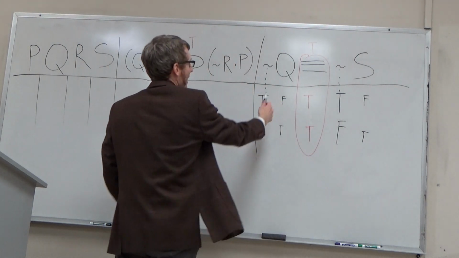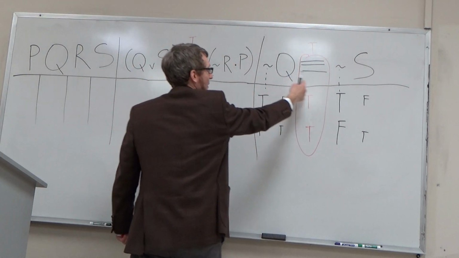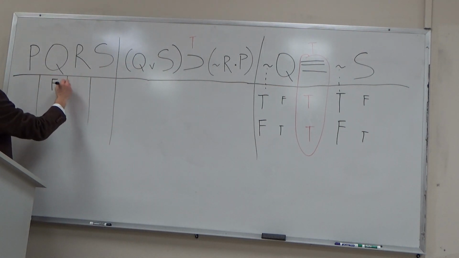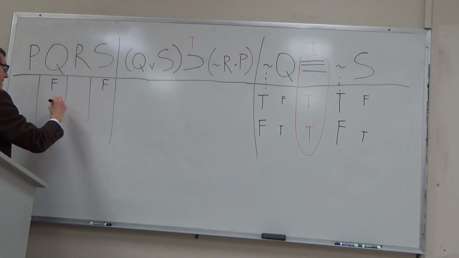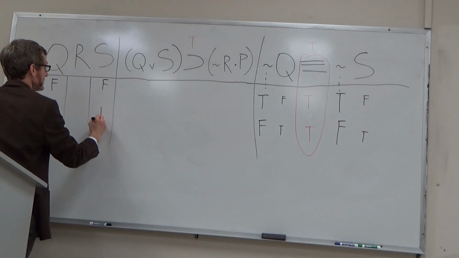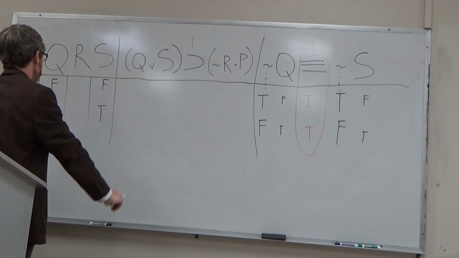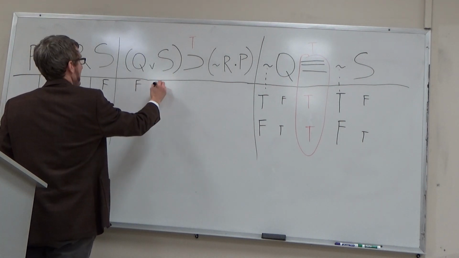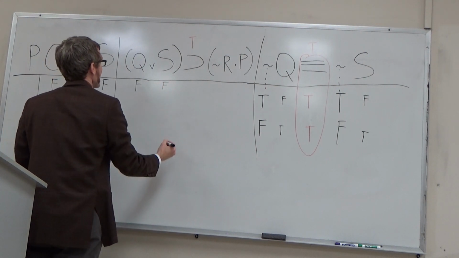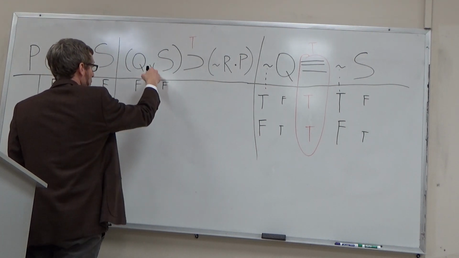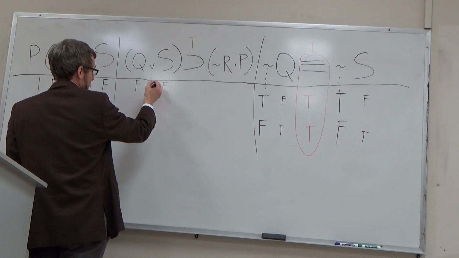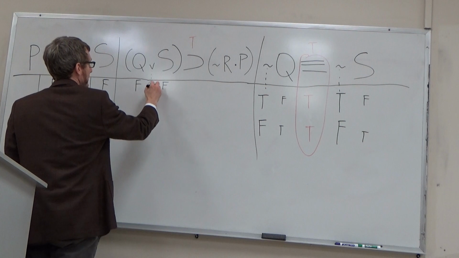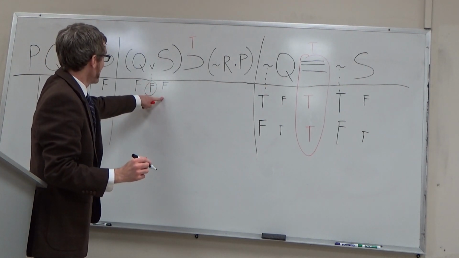Okay, so let's start with the top line first. So Q is false and S is false. I'm going to plug this in over here. And then on the next line down, Q is true, S is true. And let's see what that does to this. So let's start with line 1. If Q is false and S is false, then I know already that the wedge, that this disjunction of those two, is false. Right? Because neither one's true.